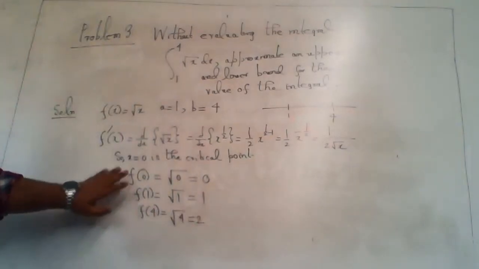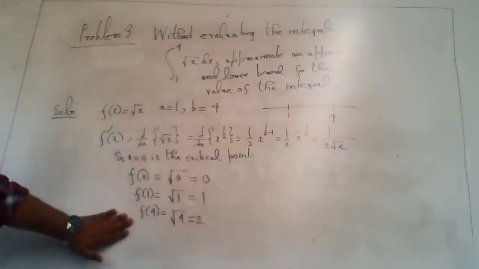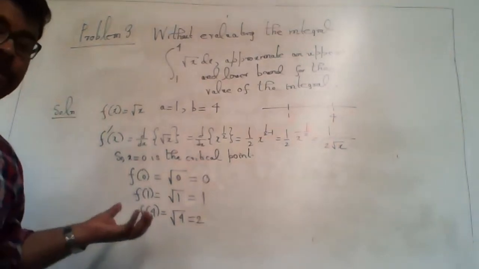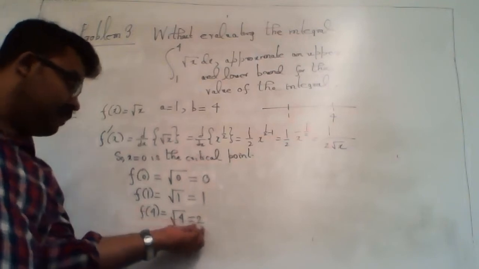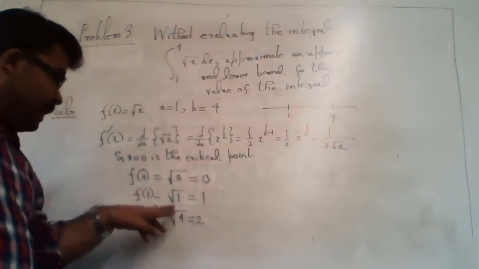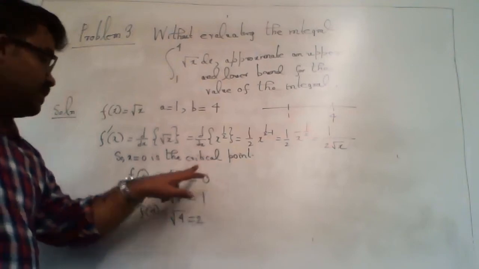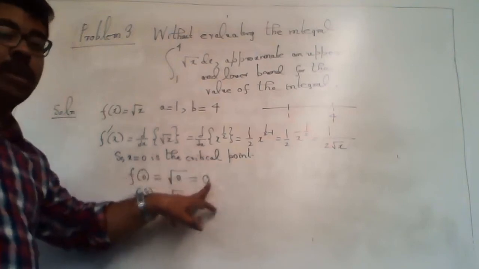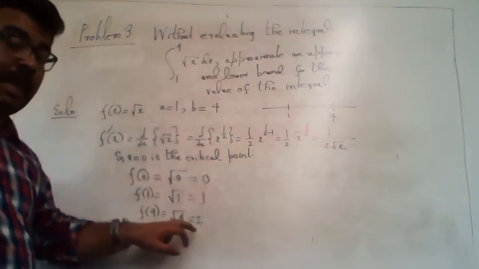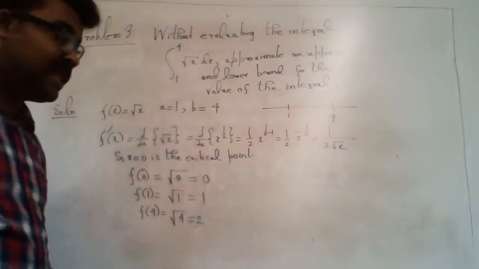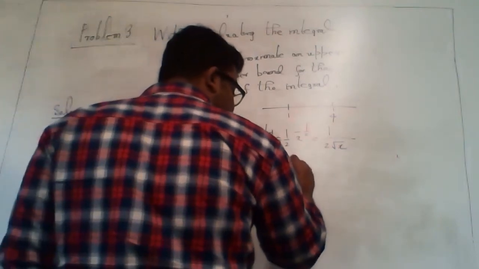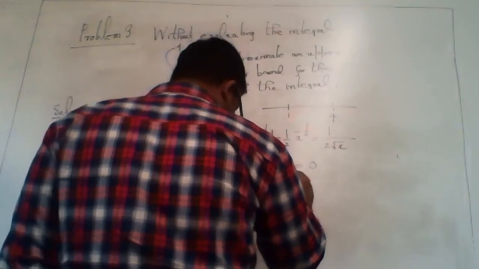Out of these three values, which is the maximum? Clearly 2 is the maximum and 0 is the minimum value. So 0 is the absolute minimum and 2 is the absolute maximum. So here small m is 0 and capital M is 2.